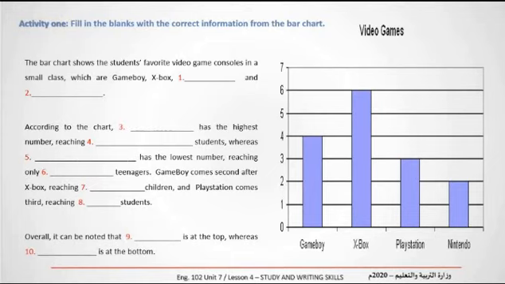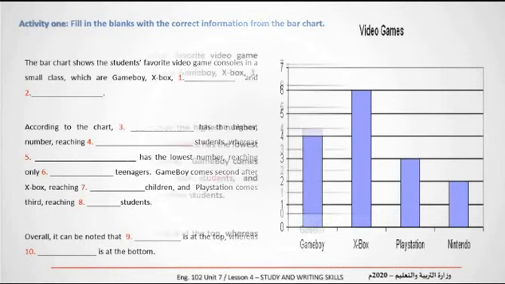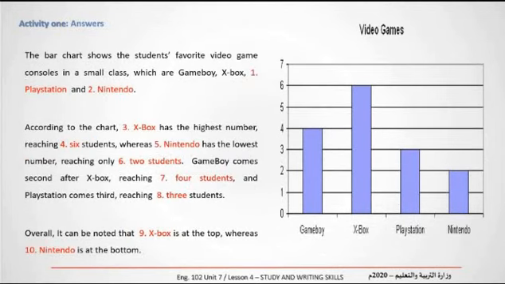Alright, let me show you the answers for that. Number 1 is PlayStation, number 2 is Nintendo. Again, you get the information from the lower part of the bar chart, the one that is horizontal. And number 3 is Xbox. Number 4 is 6. And number 5 is Nintendo. Number 6 is 2 students. Number 7, 4 students. 8 is 3. 9 is Xbox, and 10 is Nintendo.